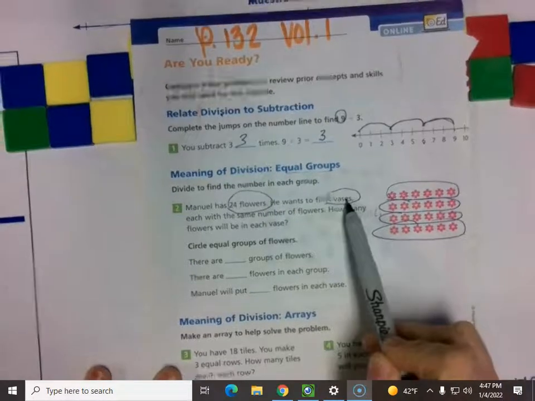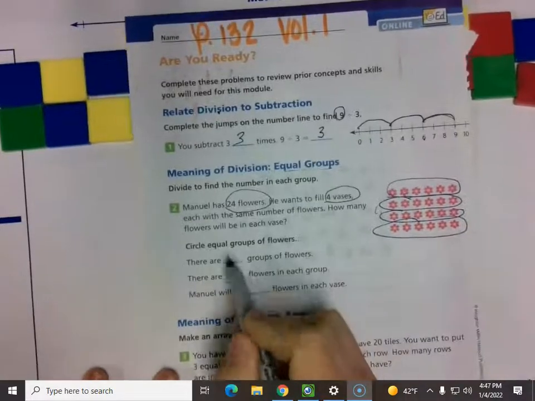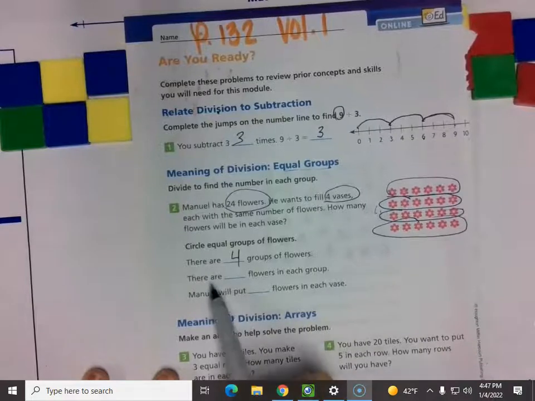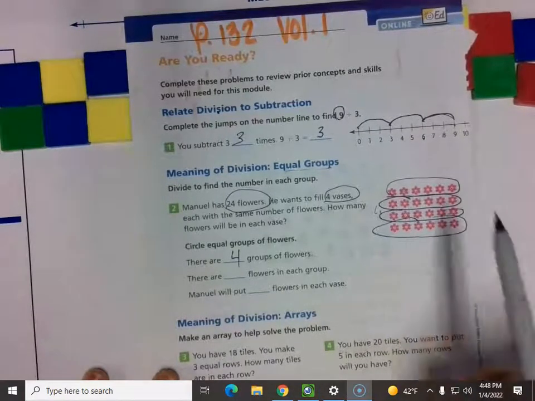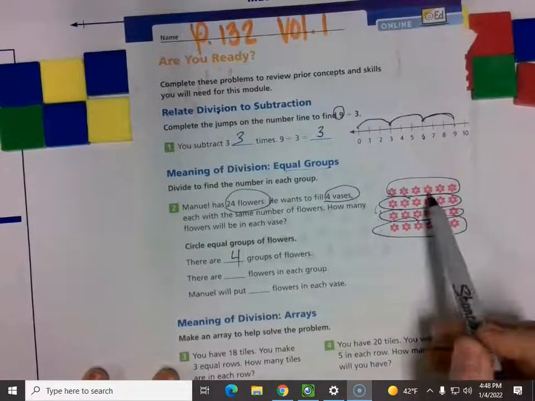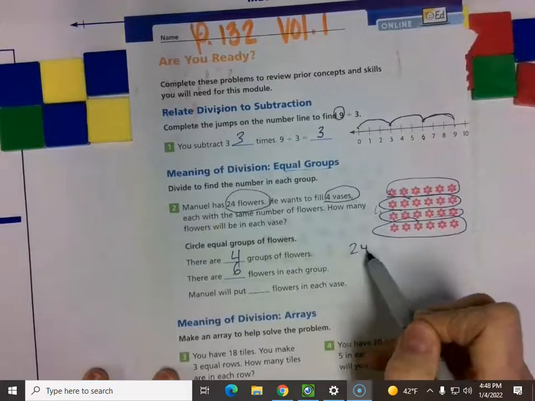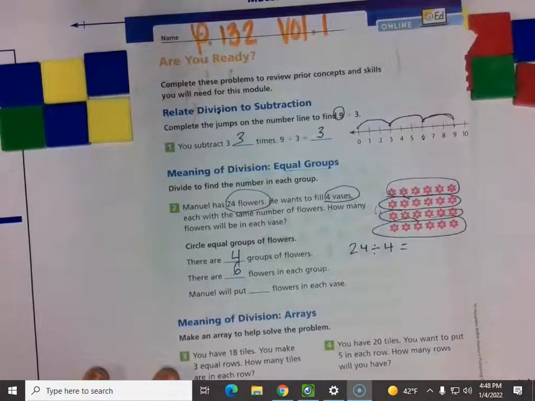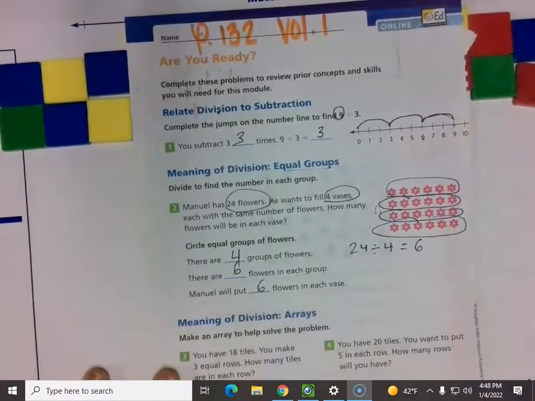So each row can represent one of the vases. So I know there are going to be 4 groups of flowers, group 1, 2, 3, 4. And in each group, there's going to be 1, 2, 3, 4, 5, 6. 6 flowers in each group. So I know that if I have 24 flowers and I'm going to divide that or share it out over 4 vases, the number in each group is going to be 6. So he's going to put 6 flowers in each vase.